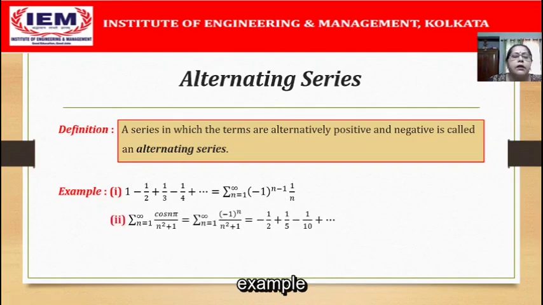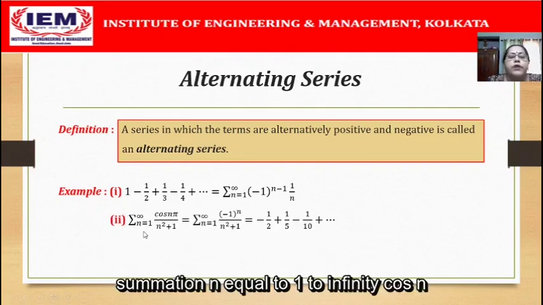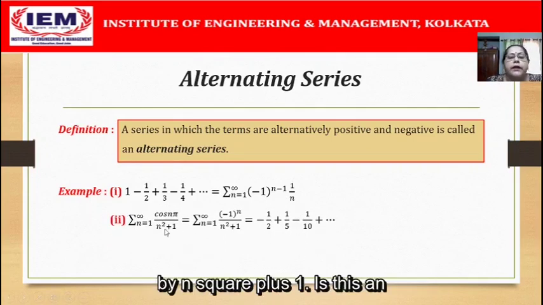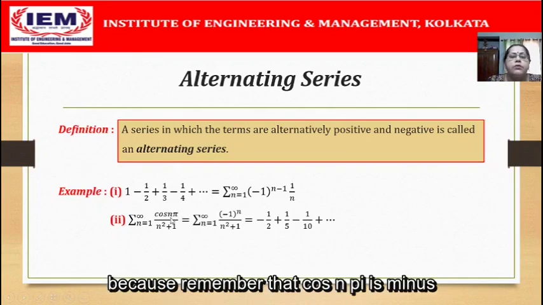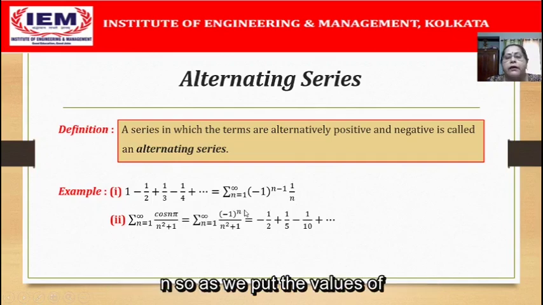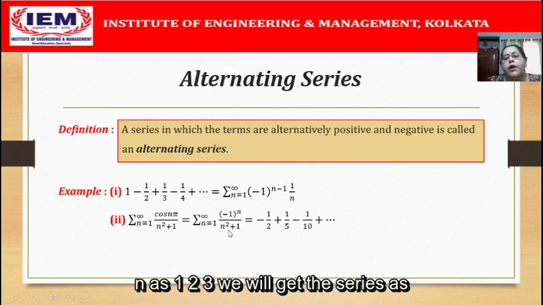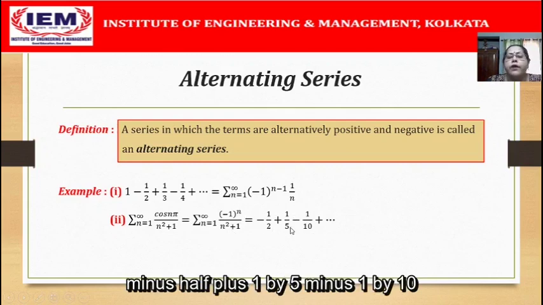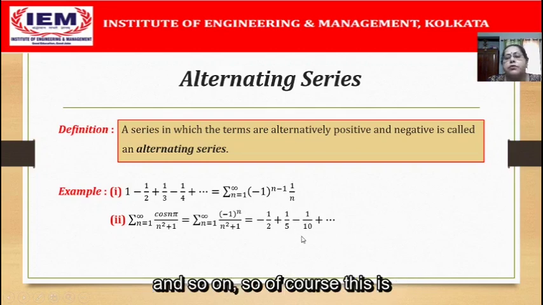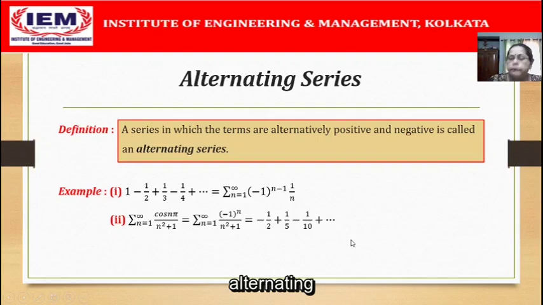Another example, summation n equal to 1 to infinity cos n pi by n square plus 1. Is this an alternating series? Yes, because remember that cos n pi is minus 1 to the power n. So as we put the values of n as 1, 2, 3, we will get the series as minus half plus 1 by 5 minus 1 by 10 and so on. So of course this is alternating.